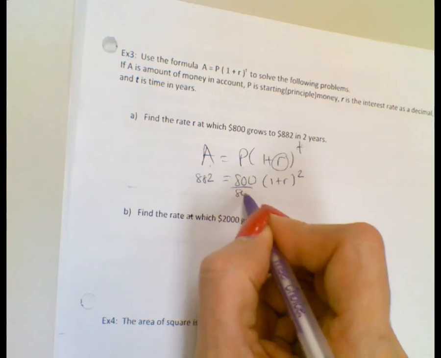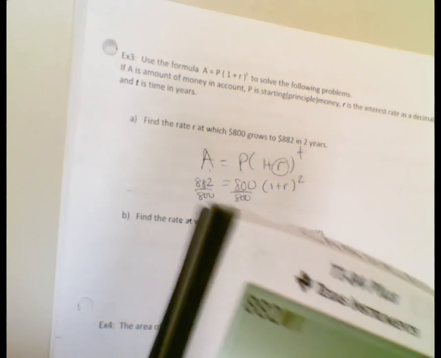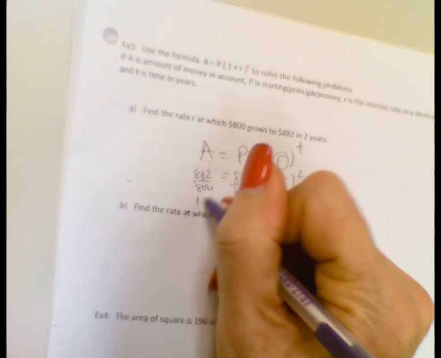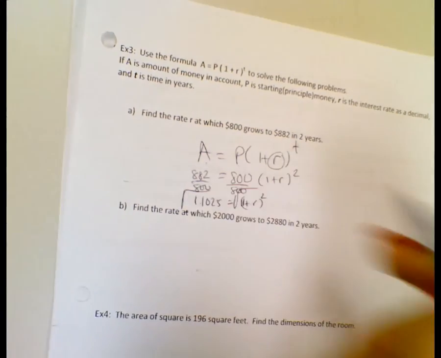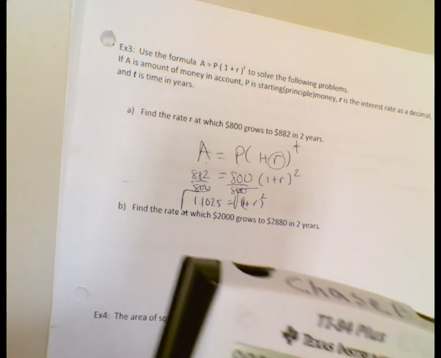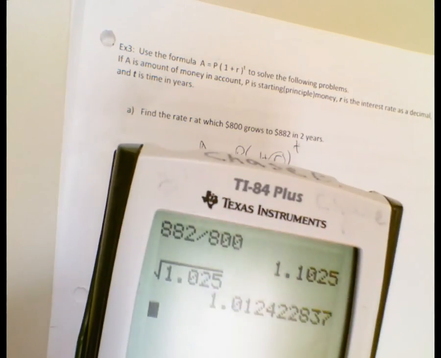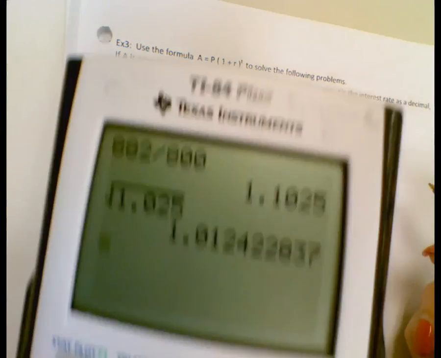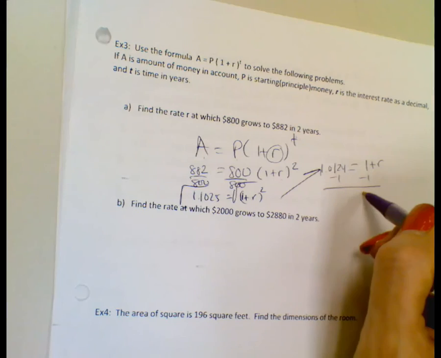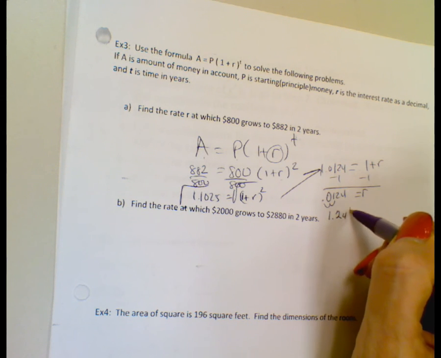So to solve for R, you first get rid of 800 by dividing. 882 divided by 800 is 1.1025, which equals 1 plus r squared. So square root. I don't think we have to worry about the plus minus in here because you don't want negative money. So the square root of 1.1025 means 1 plus r is equal to 1.0124. Subtract 1 and your interest rate will be 0.0124, which if you move the decimal 2 to the right is a 1.24 interest rate.